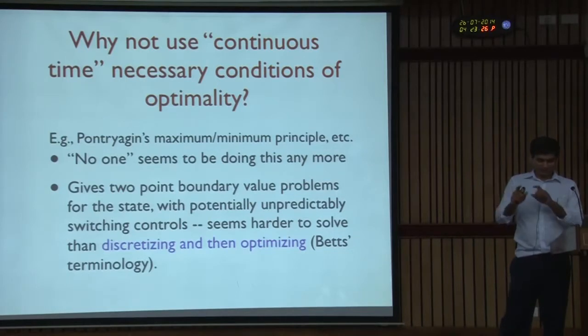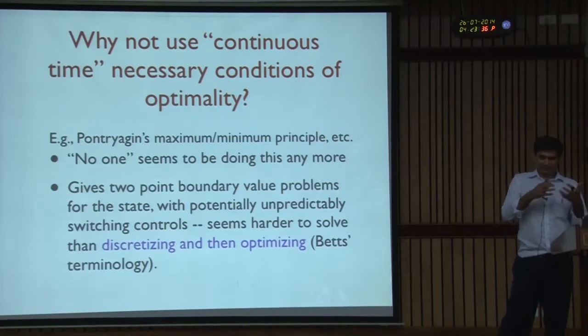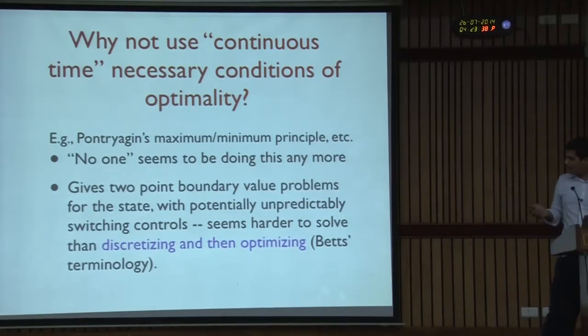What I mean by analytical stuff, by the way, is the equivalent of saying, if you want to minimize f of x, set df by dx equal to 0. That's what I mean by analytical. And then those are the necessary conditions for optimality.